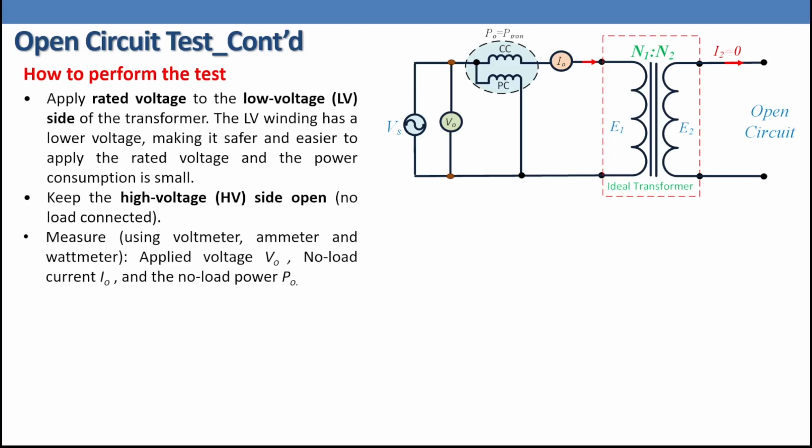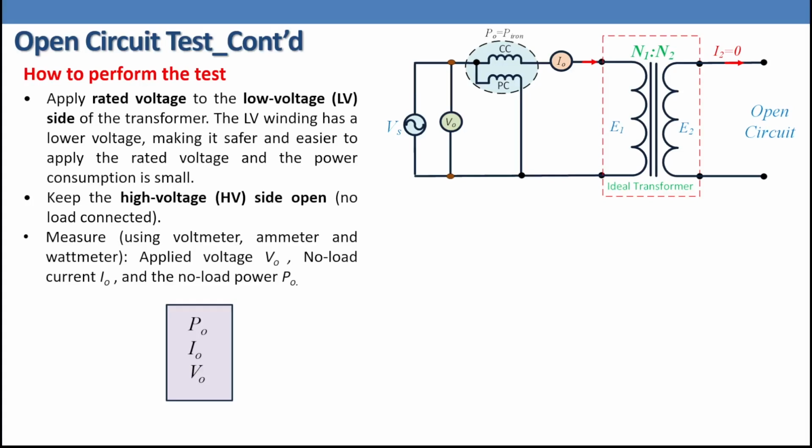We need to connect a voltmeter across the supply terminals to measure the applied voltage, an ammeter in series with the supply to measure the no-load current, and a wattmeter to measure the input power. Once the circuit has been verified, energize the transformer and allow the readings to stabilize. Record the three measurements: the no-load power P node, or what we call iron loss, the no-load current I node, and the applied voltage, or no-load voltage, V node.